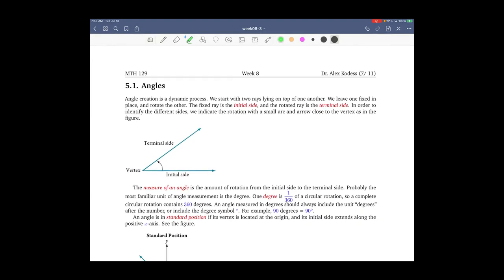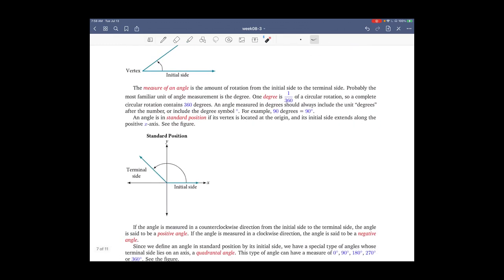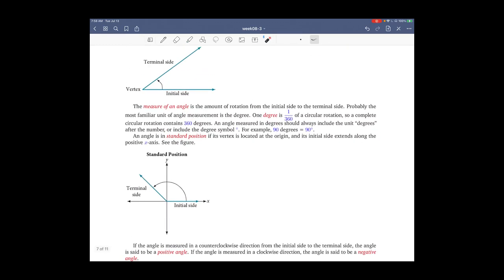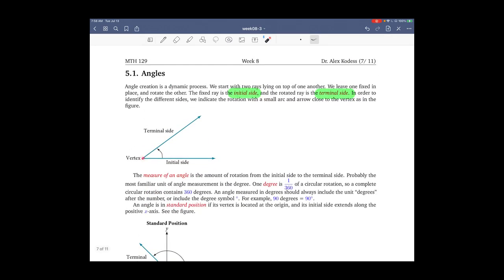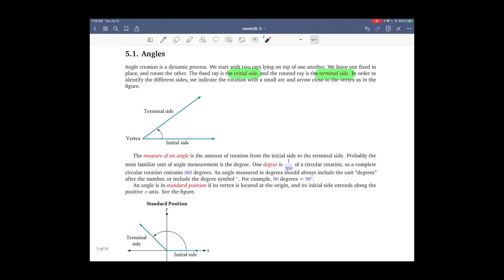So, when we draw angles, we will distinguish between the initial side and the terminal side. We think of the initial side as being fixed. Later on, we will agree to always draw the initial side along the positive direction of the x-axis, and the terminal side is somewhere. It measures the size of the angle.